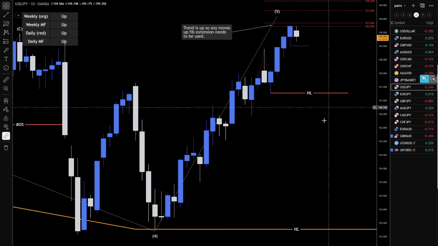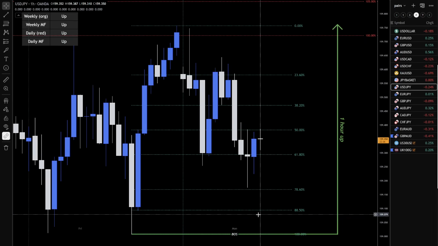There's no break of structure. There's no lower high. There's no engulfing down. We are definitely still looking for longs in an uptrend.